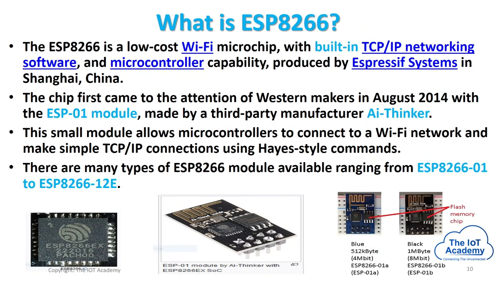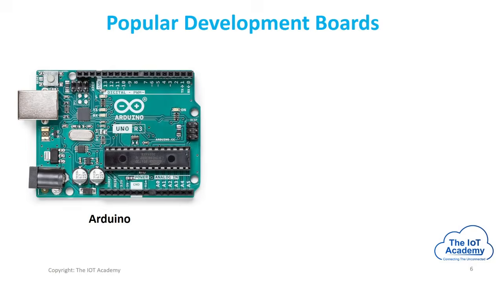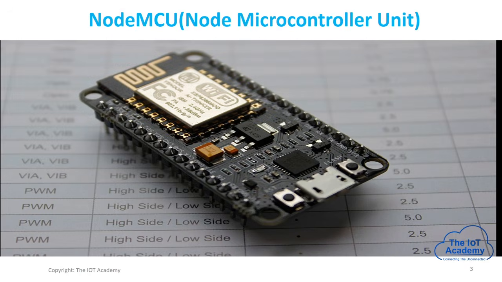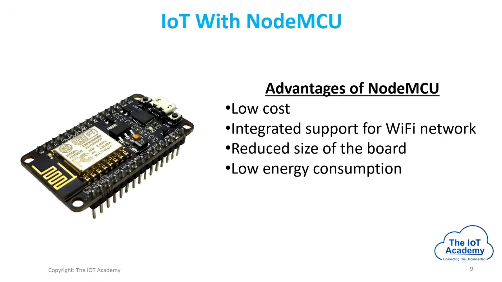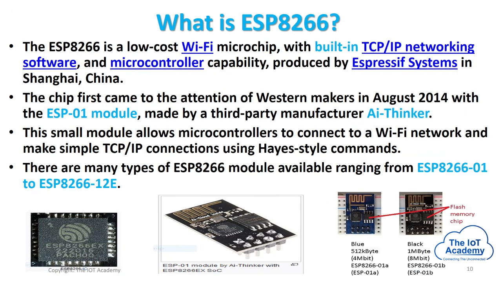So now what is then ESP8266? The complete board is called the NodeMCU. See here, this complete board is called the NodeMCU. And the chip on it is called ESP8266. The ESP8266 is a low cost Wi-Fi microchip with built-in TCP/IP networking software and microcontroller capability produced by Espressif Systems in Shanghai, China. The first chip came to the attention of Western makers in August 2014 with the ESP01 module made by a third-party manufacturer, that is AI Thinker. This small module allows a microcontroller to connect to a Wi-Fi network and make simple TCP/IP connections using Hayes-style commands.